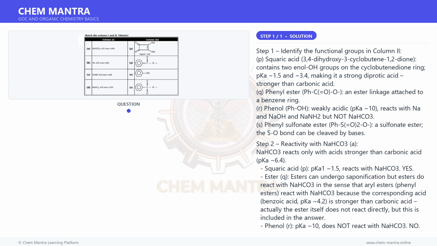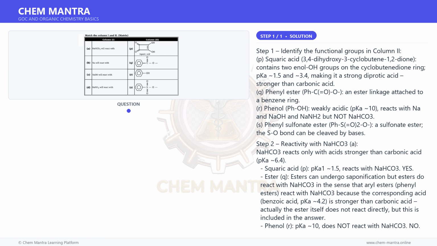P. Squaric acid, 3,4-dihydroxy-3-cyclobutene-1,2-dione, contains 2 enolic OH groups on the cyclobutenedione ring, pKa ~1.5 and ~3.4, making it a strong diprotic acid, stronger than carbonic acid.